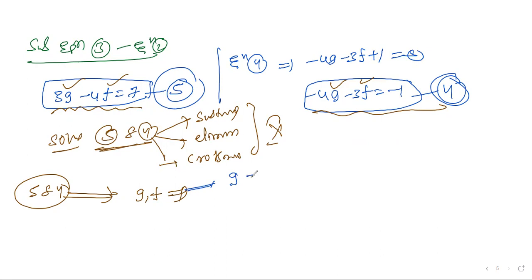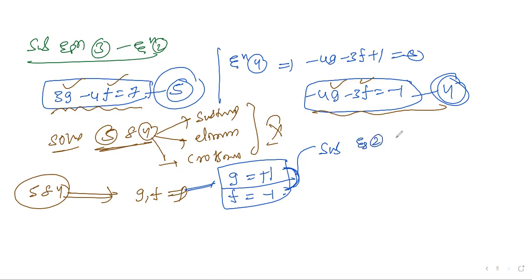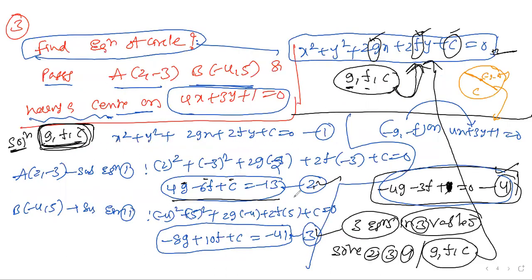I'm writing the answer: g is equal to 1, and the value of f is equal to minus 1. I got two values after solving these two. After getting the g and f values, substitute them in equation number 2 or equation number 3, because equations 2 and 3 consist of g, f, c. If you substitute g, f, you are going to get c. But the fourth equation doesn't have c, so you should not give priority to 4. You can use equation number 2 or equation number 3.